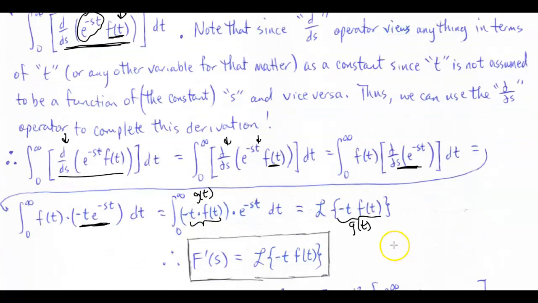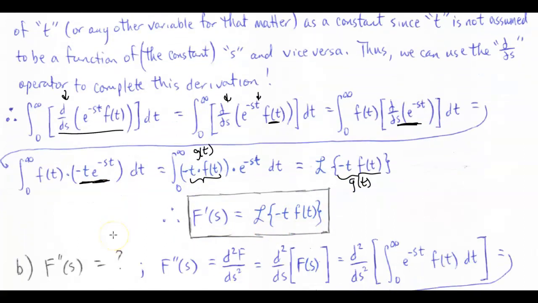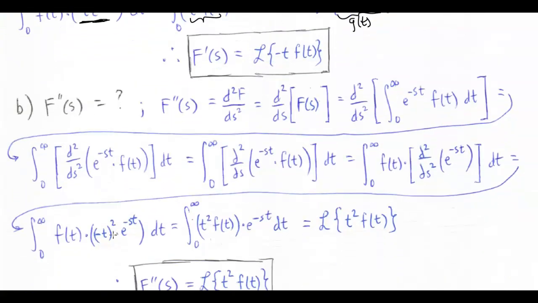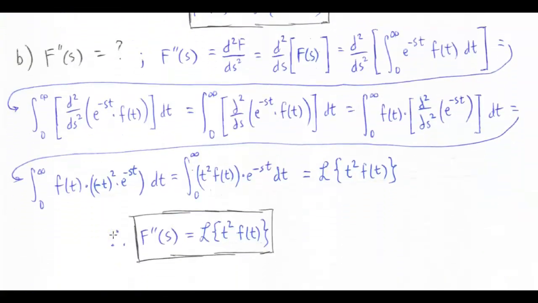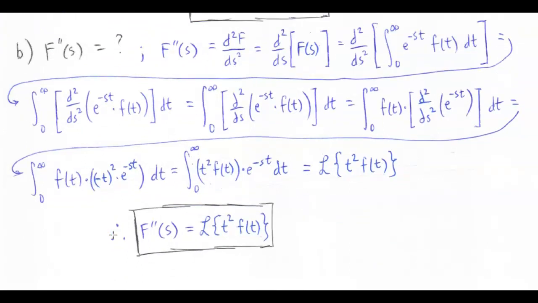So we see here that if we know what the function f is, and we multiply it times a negative t, then that's the same as saying we know what the first derivative of the Laplace transform of that function looks like. Okay. If we were to take the Laplace transform of this. So we know what the first derivative of the Laplace transform looks like. Let's see what the second derivative looks like.